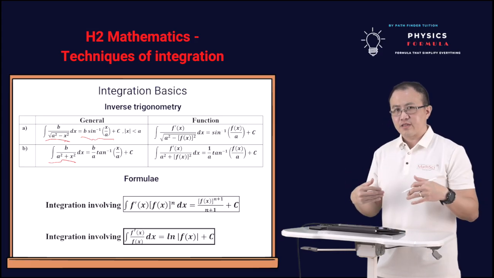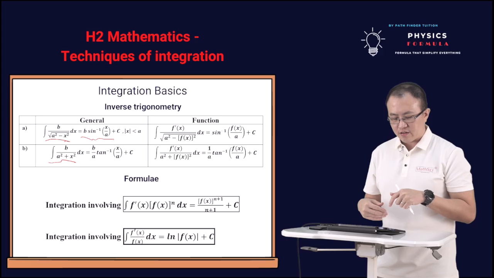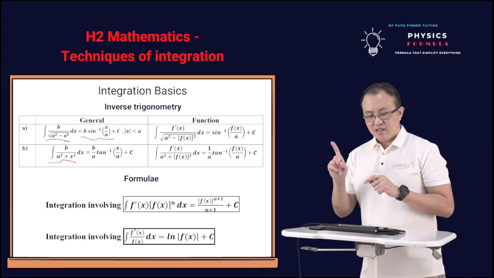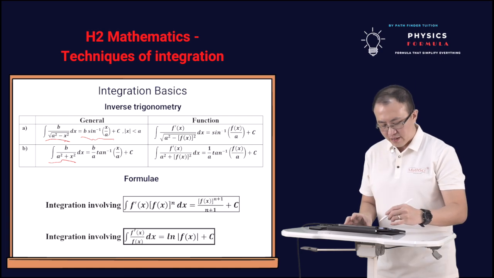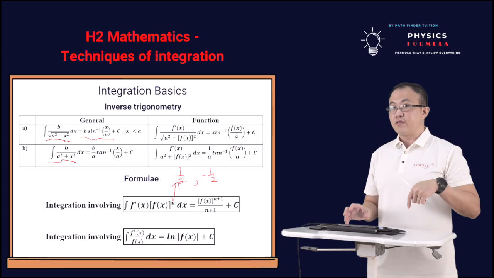And of course, at the bottom, there are also two formulae that you learn in JC. The one that has to do with f prime of x times f of x to the power n. So this one, I will at this point bring out to you that the n quite commonly is the problem whenever you are dealing with half or negative half, the square root or the square root at the bottom.